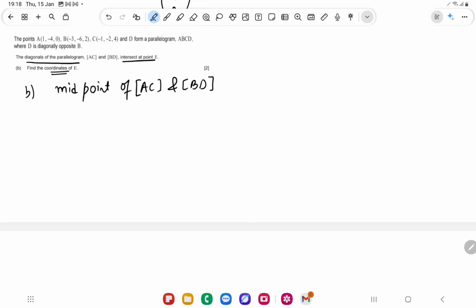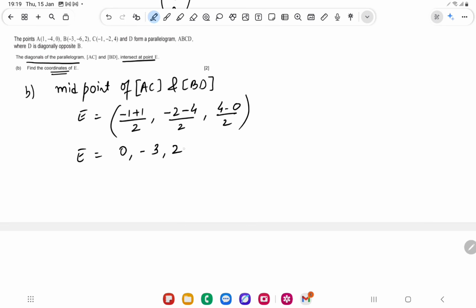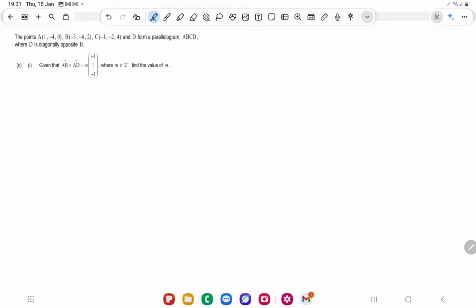So we have A, B, C, D coordinates. So E will become the midpoint, so we will apply x1 plus x2 by 2, y1 plus y2 by 2 and z1 plus z2 by 2. Now on simplification, we will get 0, minus 3, 2 as the coordinates of E. Now in this part we are given AB cross AD as this. We have to find the value of M.